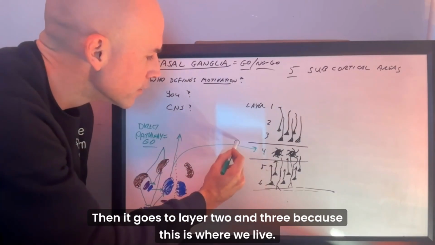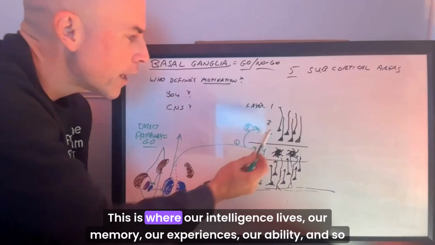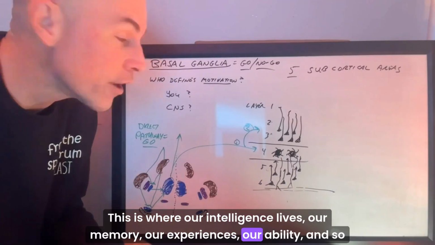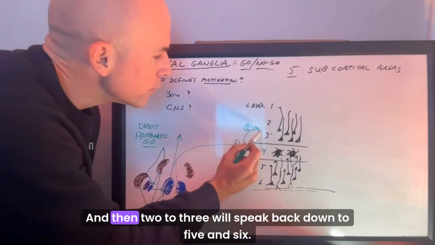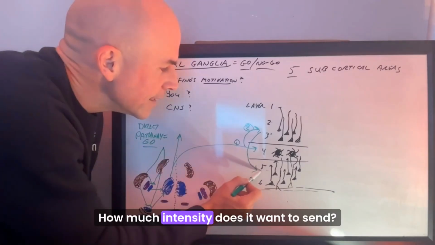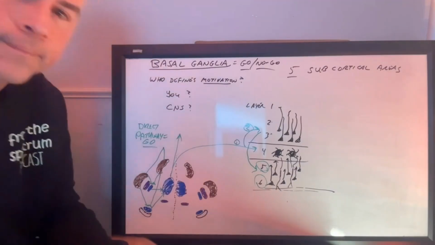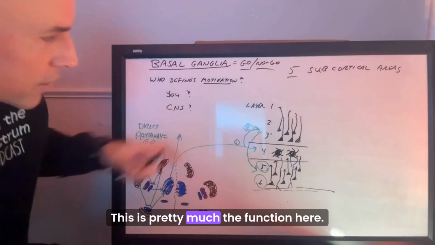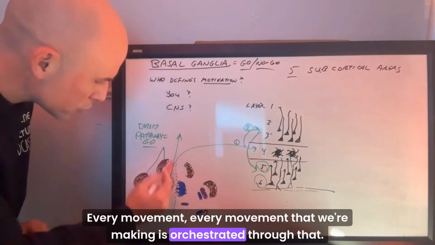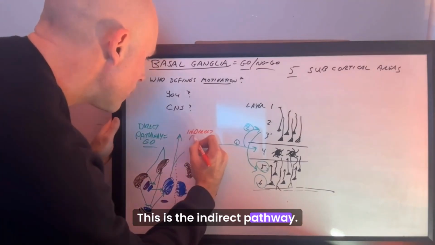Then it goes to layer 2 and 3, because this is where we live. This is where our intelligence lives, our memory, our experiences, our ability, and so forth. And then 2 and 3 will speak back down to 5 and 6. How much intensity does it want to send? And then where is it going? That's the mini column. This is pretty much the function here. Every movement that we're making is orchestrated through that. Sounds simple. This is the indirect pathway. No go.